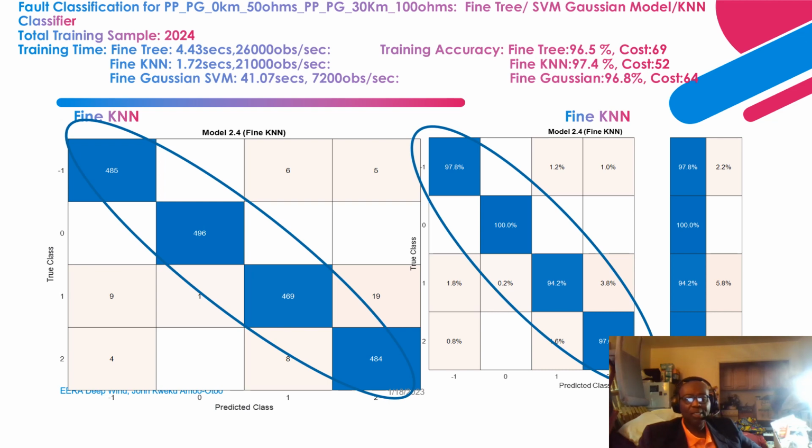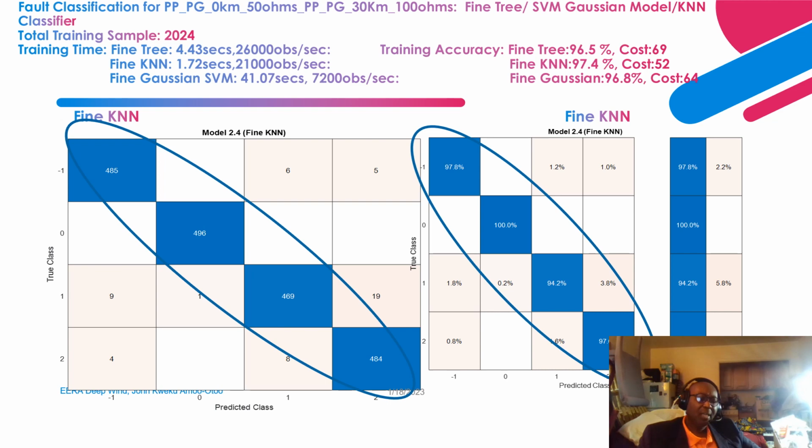So this is the training accuracy that I obtained. Fine tree gave me a training accuracy of 96.5%, fine K-nearest neighbor gave me 97.4%, and fine Gaussian support vector gave me 96.8%. The processing speed and the training time are what is shown over here, and the prediction speed is also shown over here.